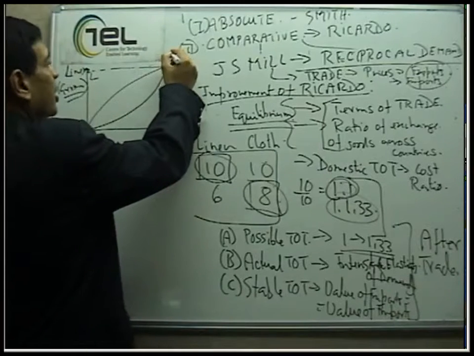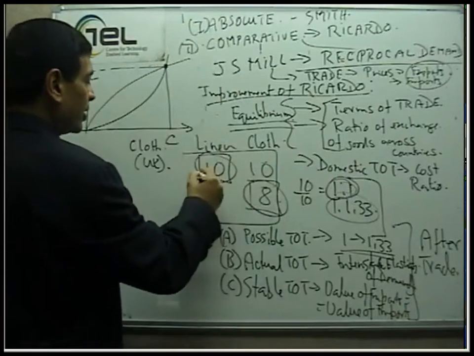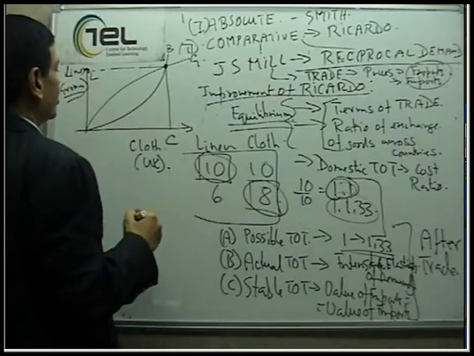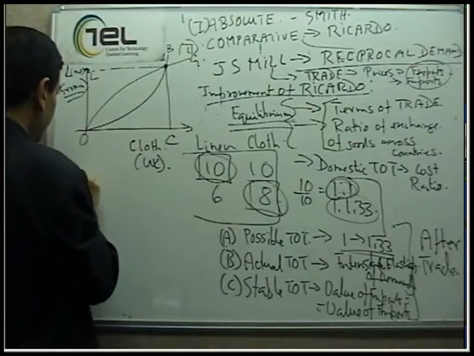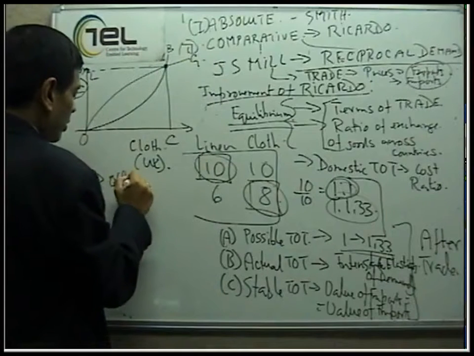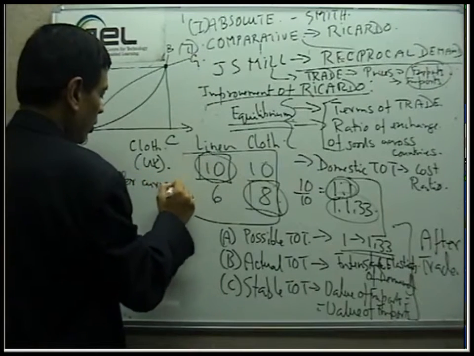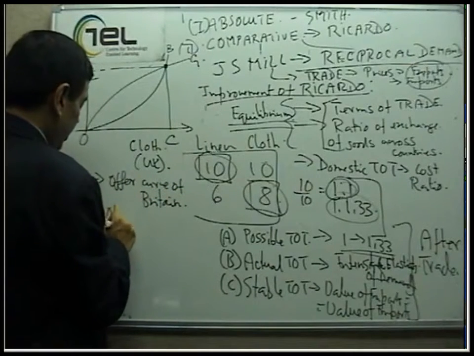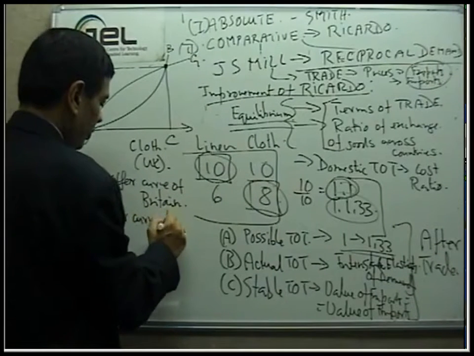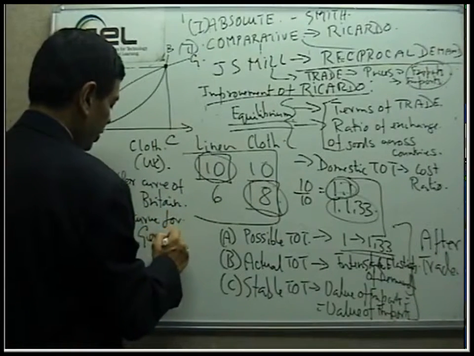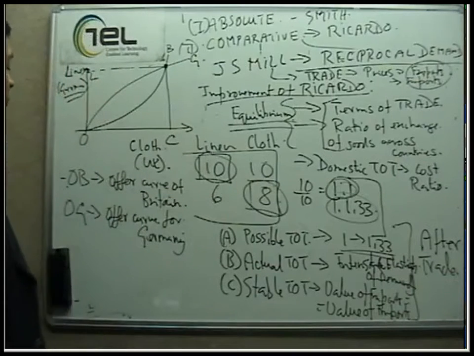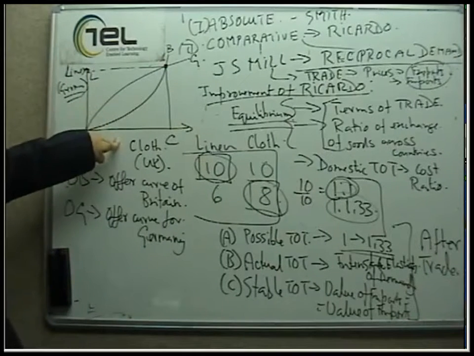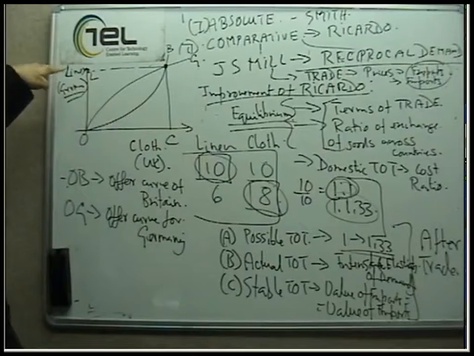Now, let's call this one for Britain. Let's call this OB, and let's call it OG in the case of Germany. So OB is the offer curve of Britain, and OG is the offer curve for Germany. Offer curve means what is the quantity of cloth which UK is willing to offer for exports in exchange of imports of linen from Germany.